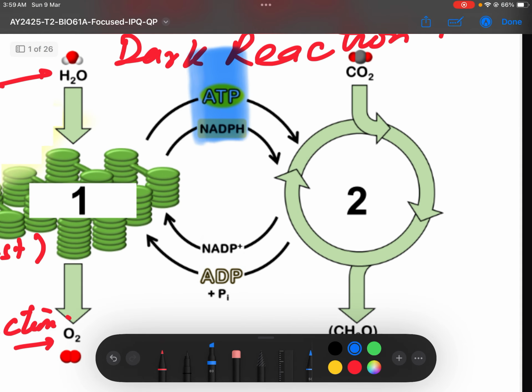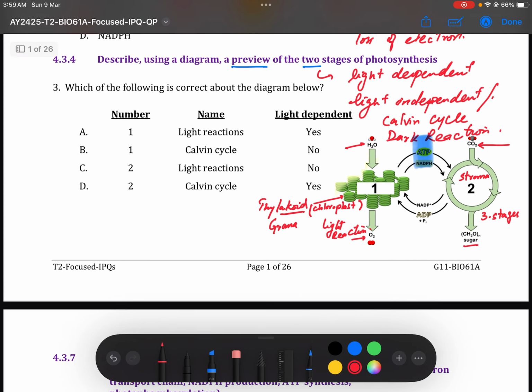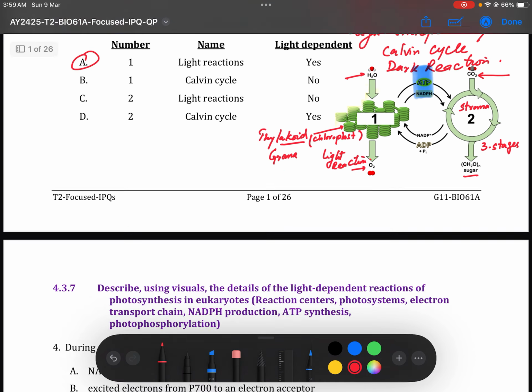While number 2 is taking place in the stroma of the chloroplast, and this is the dark reaction. The dark reaction starts with the fixation of the CO2 that you can see over here. Basically it has 3 stages, which will possibly come later in the questions, and it results in the production of glucose. So number 1 is the light reaction, and it is light dependent, so that's quite an obvious answer. We can see A is the answer.